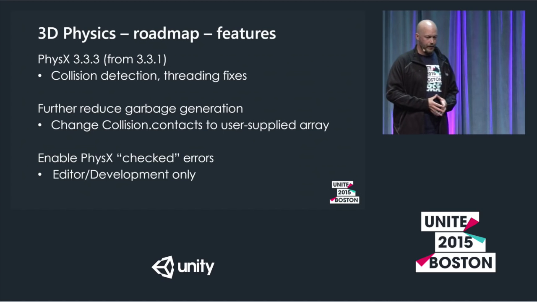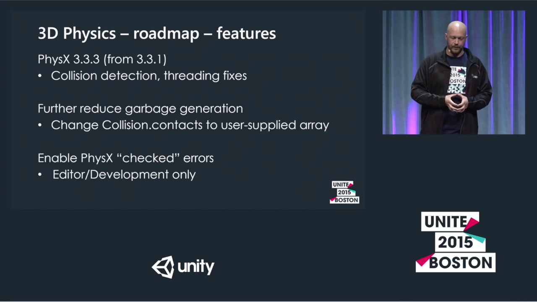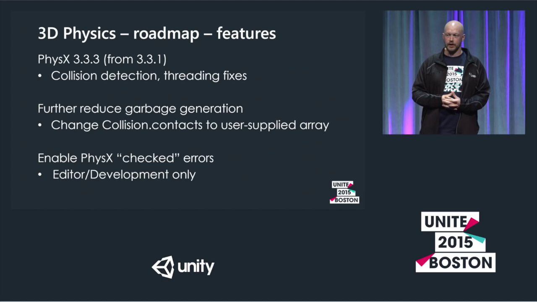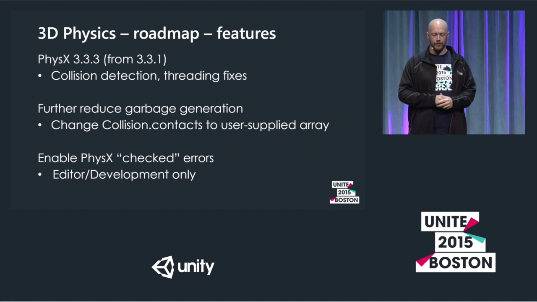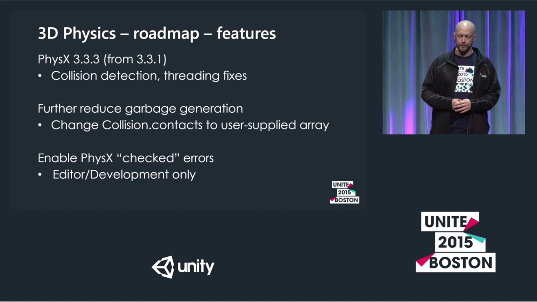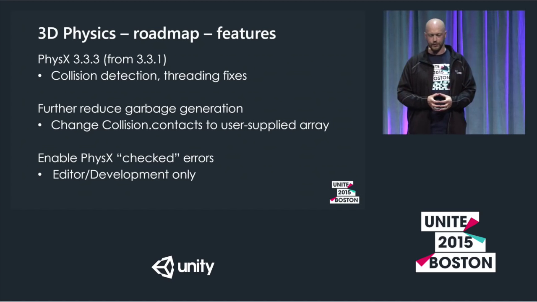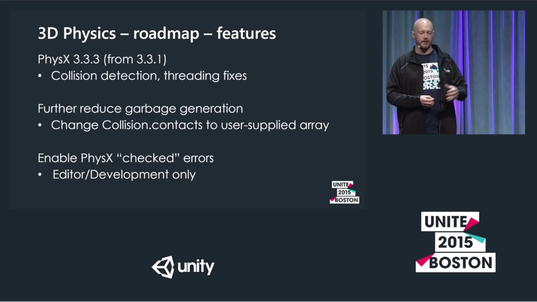What else will we do? We want to upgrade to physics 3.3.3 because we get more collision detection fixes. There are some things right now that cause objects to jump when they shouldn't. We have some problems on Android from the threading behavior that have also been fixed, and we want to integrate that. We want to do different small things to reduce the garbage collection, and the collision contacts being output to a user-supplied array is also something we plan on working on.